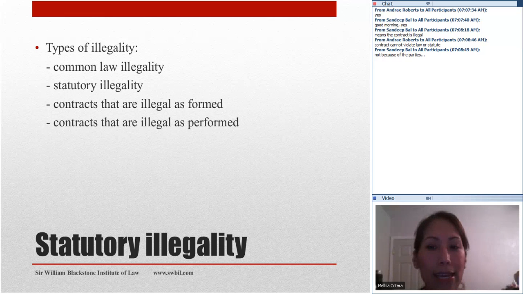Contracts that are illegal as performed are legal as formed, but when performed, there are some issues with illegality. For instance, a contract to deliver pizzas, then performed by a motorcyclist who exceeded the speed limit. The contract was legal, but because the motorcyclist exceeded the speed limit, the performance of this contract became illegal. So in general terms, courts will not enforce a contract which involves an illegality. That's the general rule. Also, the court will not allow the recovery of a benefit conferred by an illegal contract.